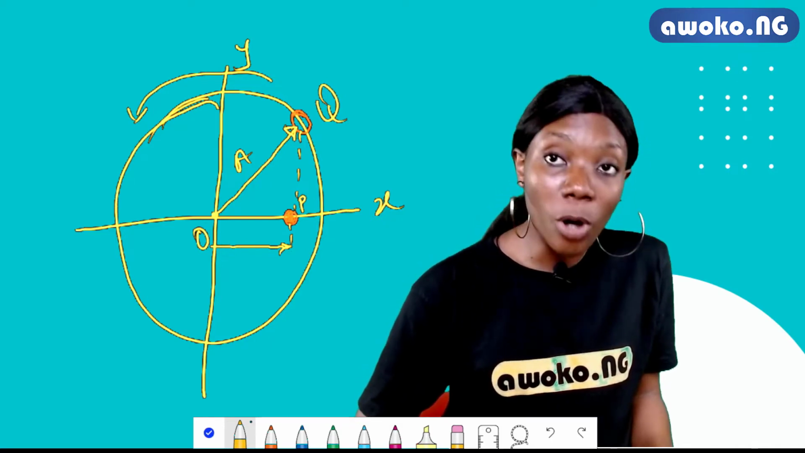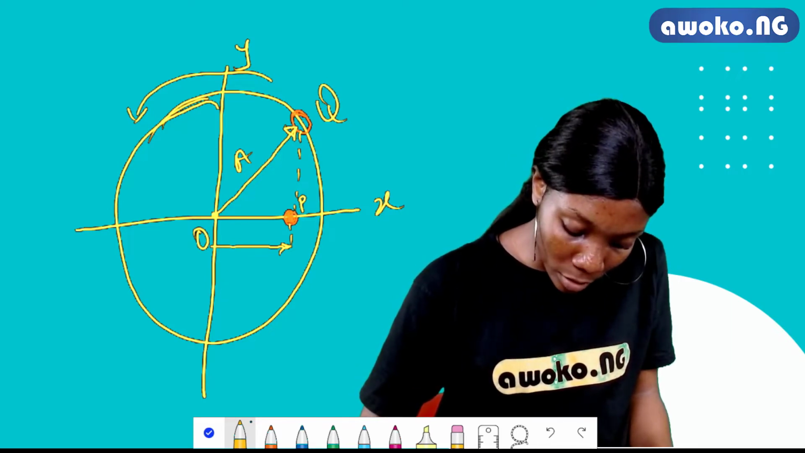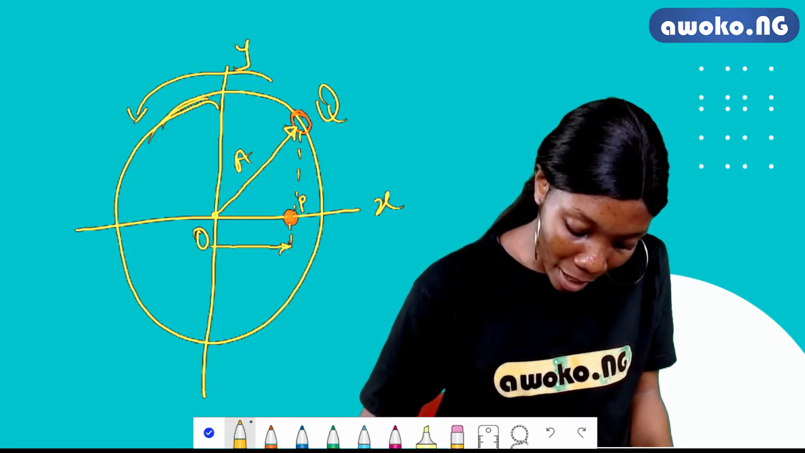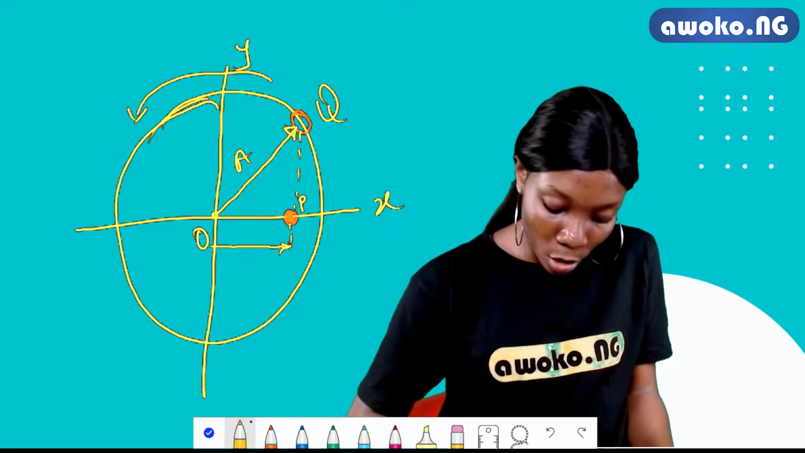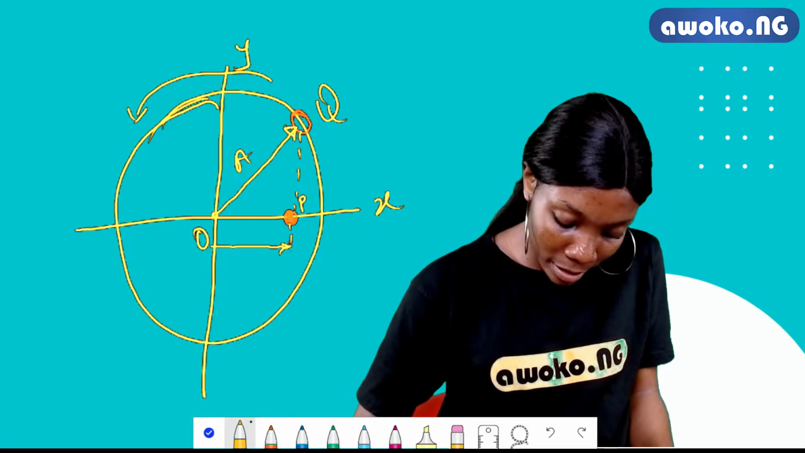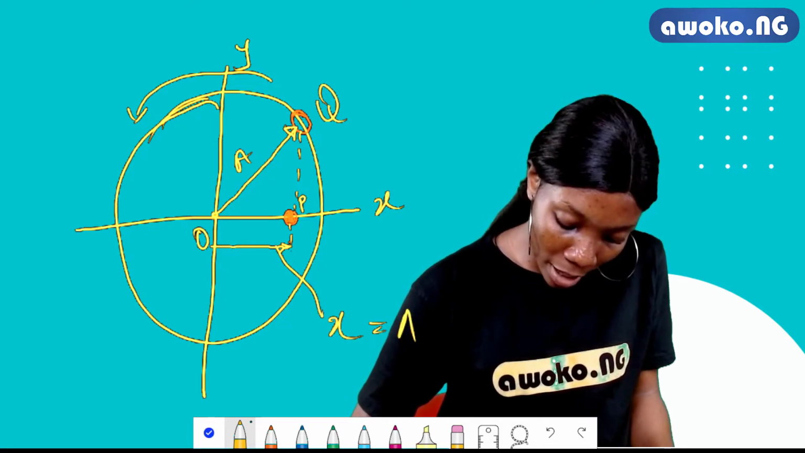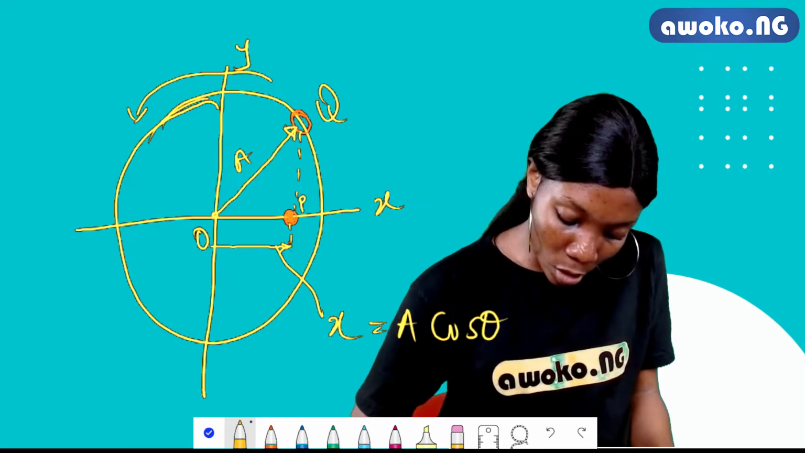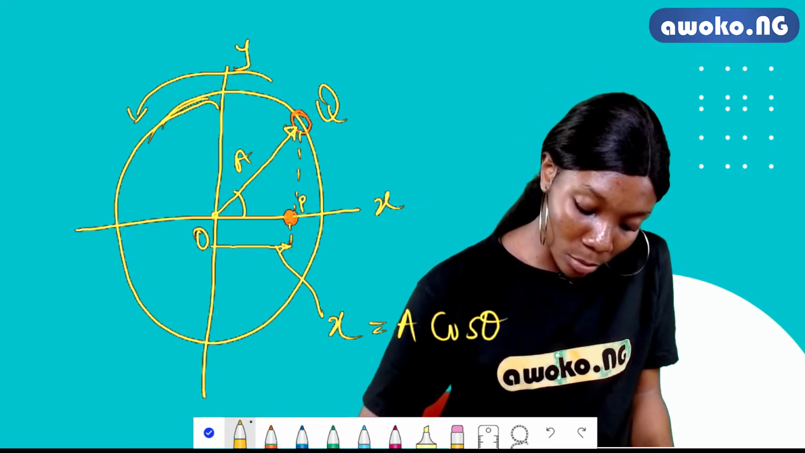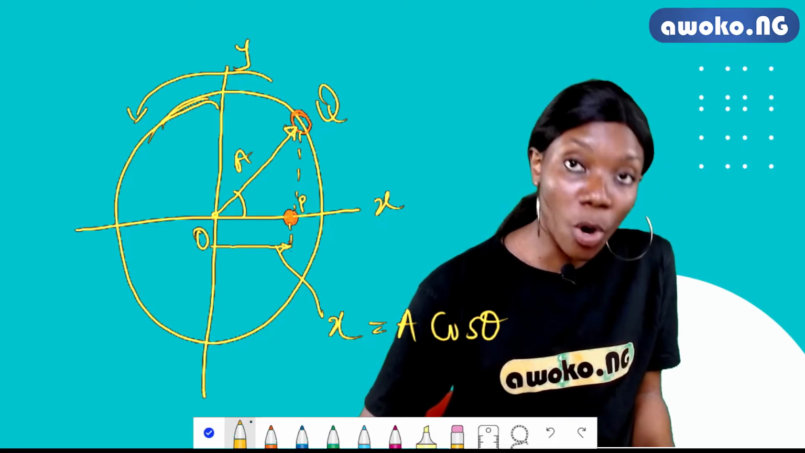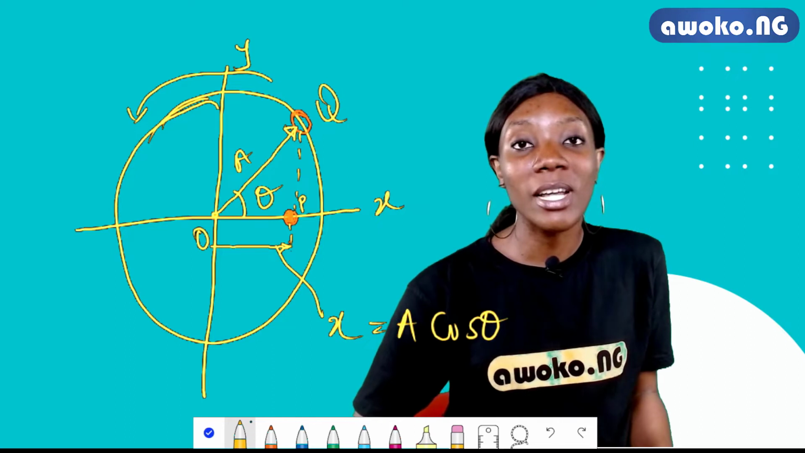So now the ball shadow will move back and forth, like so, back and forth in the x-axis. So we have it to be x. So this is the x-axis, right? So we have x here equal a cos theta, because you can see that the ball makes an angle theta with the horizontal plane, this angle, we call theta.